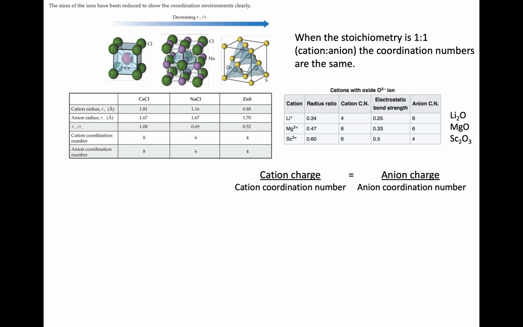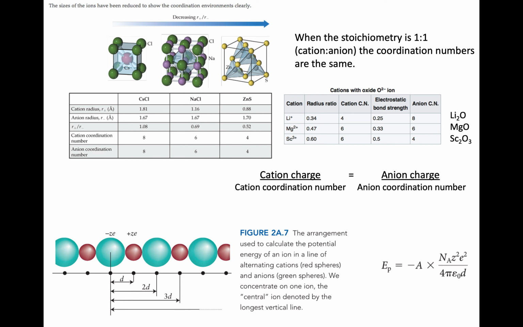Just to work through for the lithium there. So the lithium was plus 1, coordination number of 4. Oxygen minus 2, coordination number of 8. Yep, in the same proportion. It will work every time for our ionic compounds. Why is this coming about?